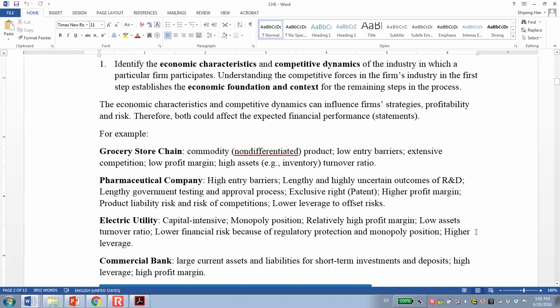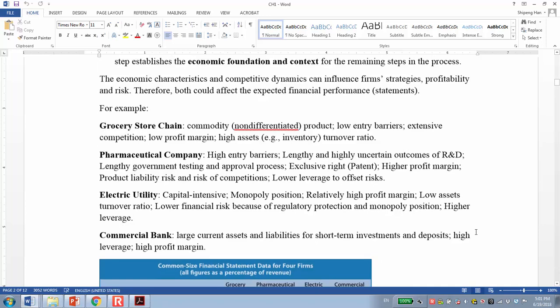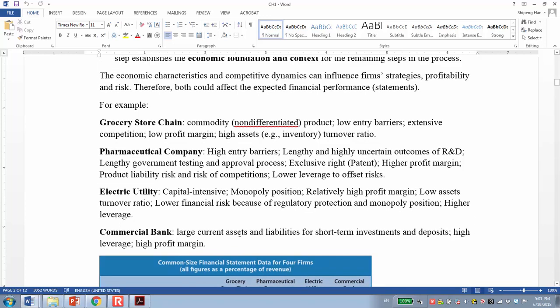So creditors prefer to lend money to these companies, and they have very stable income. Okay, commercial banks: large current assets and liabilities for short-term investments and deposits, and high leverage, high profit margin.